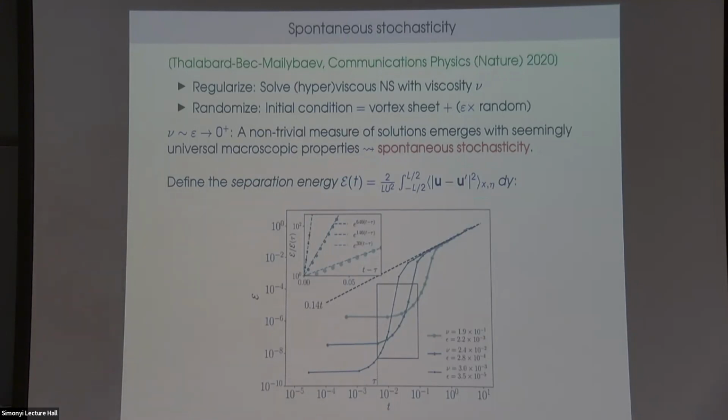So this separation energy, as you take mu and epsilon to 0, you find that it has some initial transient exponential growth phase, and then it consistently settles into this power law growth. So as you take mu and epsilon to 0, you're not going to see this transient region anymore. You're just going to see the power law growth. And in particular, you do not see nothing.